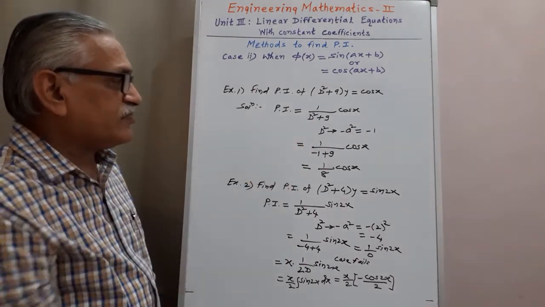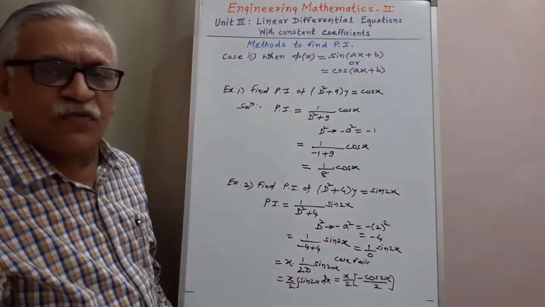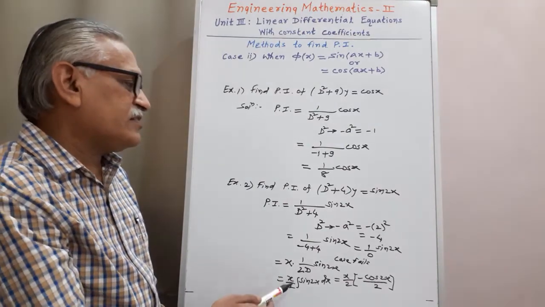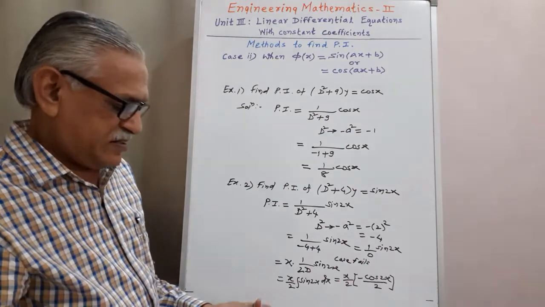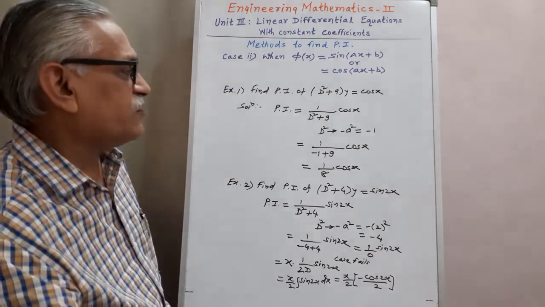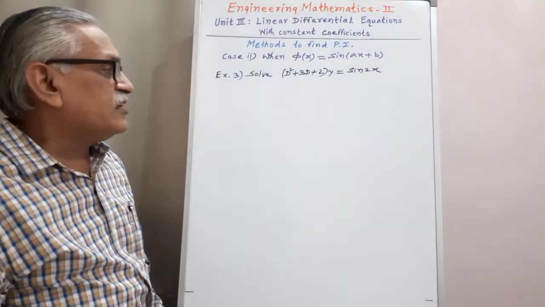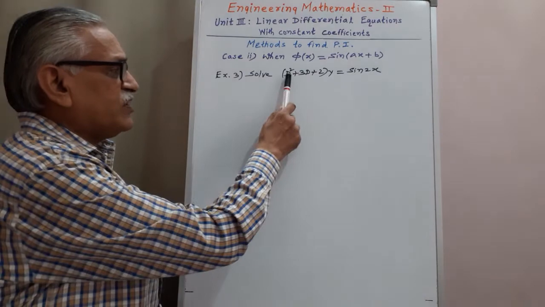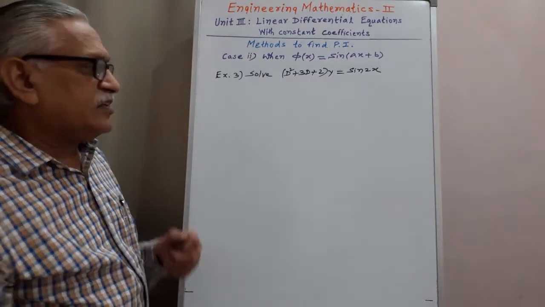Therefore, I have explained both the cases: if the case fails, how to obtain the PI, and if the case does not fail, how we can obtain the PI. Then some more examples to solve the equation containing either a sin term or cos. Next example, solve the differential equation D square plus 3D plus 2 into y is equal to sin of 2x.